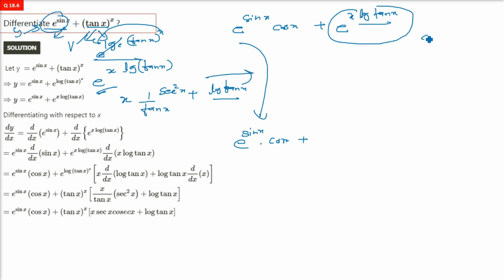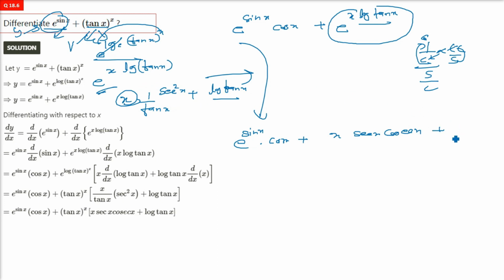So we have 1 by cos square x into sec square x by tan x. I am telling you, 1 by cos square x by sin by cos. So this goes up and this cancels, and finally you have sec x cos x. So x is already there. You get sec x cosec x, and then log tan x plus log tan x.